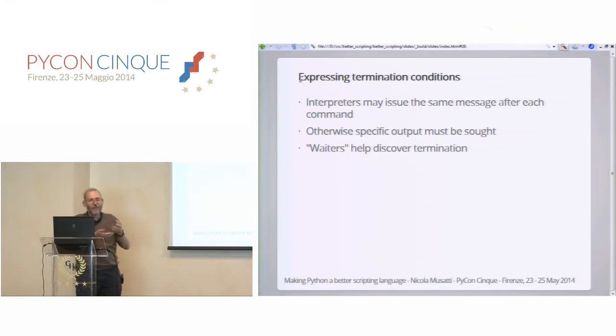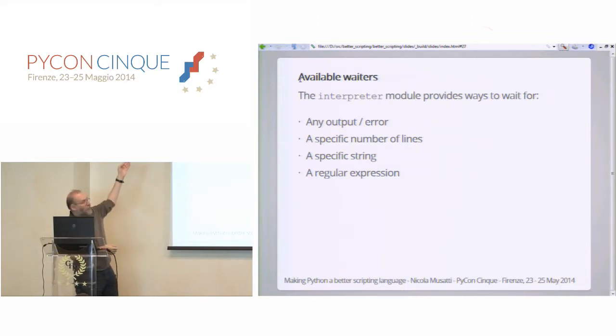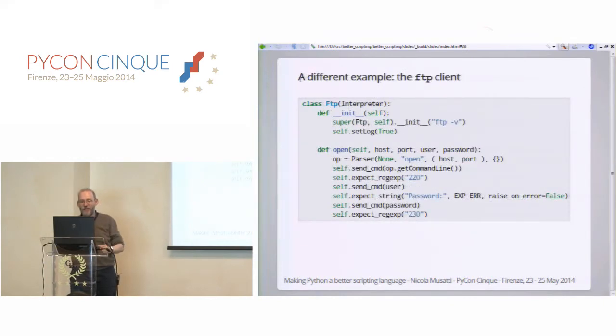If you're not that lucky, you have to find ways, and sometimes each command that you are wrapping needs different handling. And I called waiters the tools I provide to check for the end of the execution. Either it may be enough to just find that there's been output or error, or you can check that the output is a certain number of lines, whether there's a specific string or a regular expression. This is a different example.